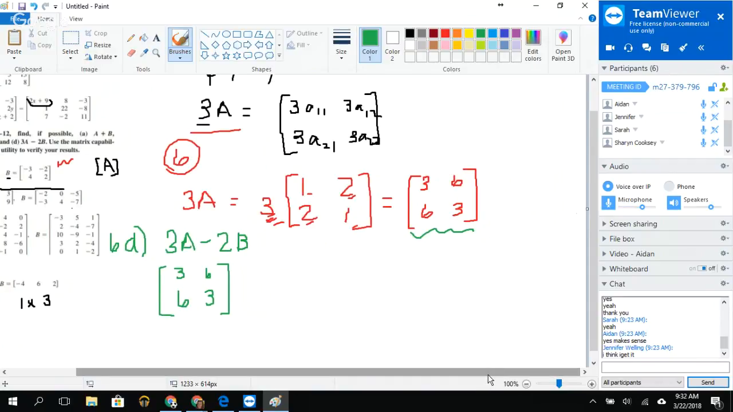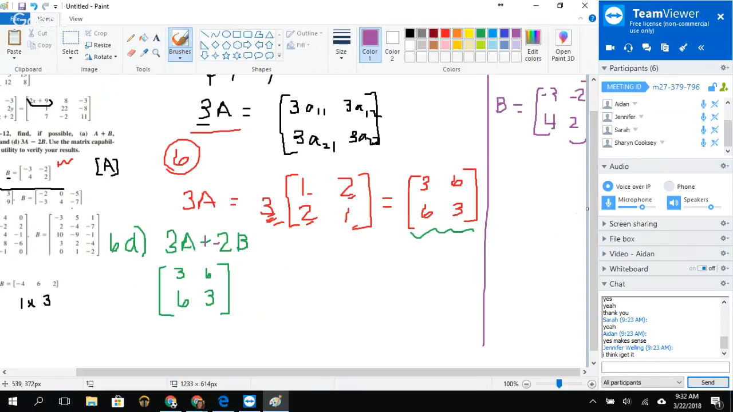All right, so what I mean by that is over here, I know that B is negative 3, negative 2, 4, and 2. I'm going to make this plus a negative 2, so I'm going to multiply B by negative 2. That means every element in here needs to be multiplied by negative 2.